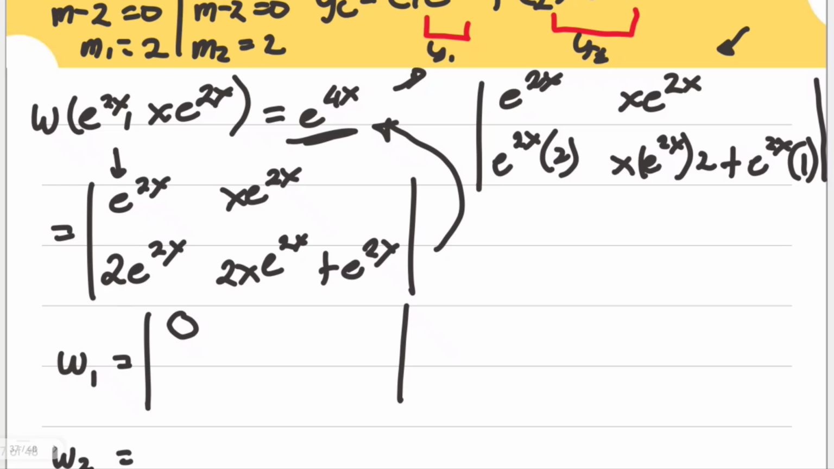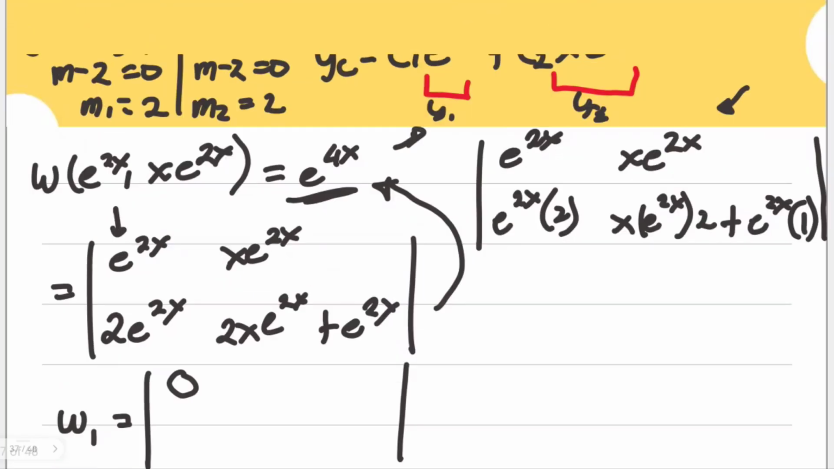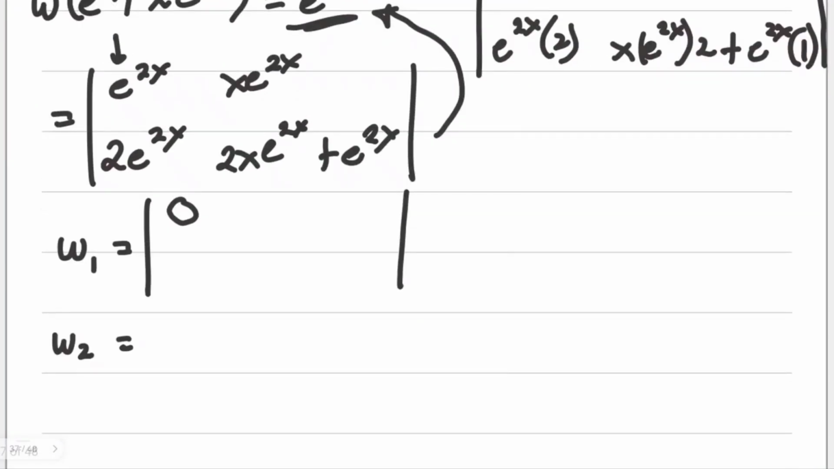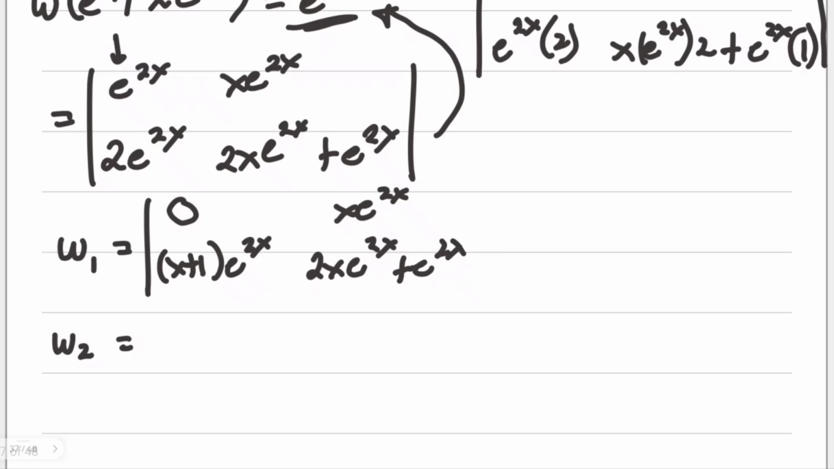And that will mean the last entry for that column having 0 as the first entry is this g of x here. So x plus 1 times e to the power of 2x. For our second column, we just simply use the same entries: x e to the power of 2x, and twice x e to the power of 2x plus e to the power of 2x.